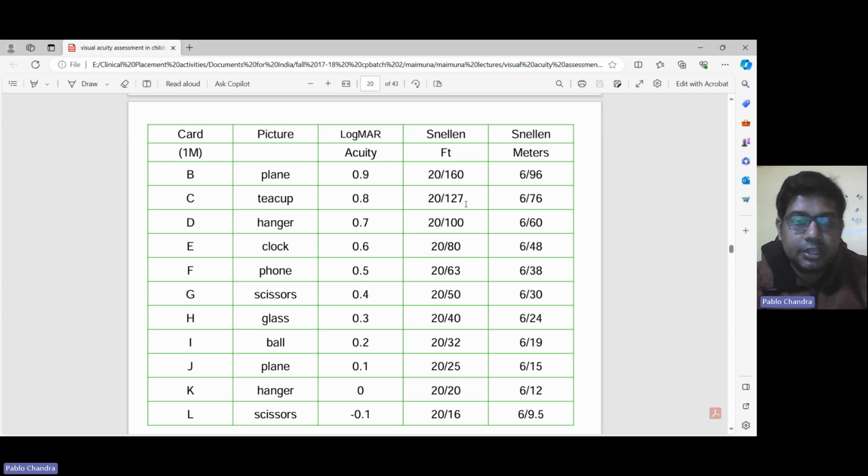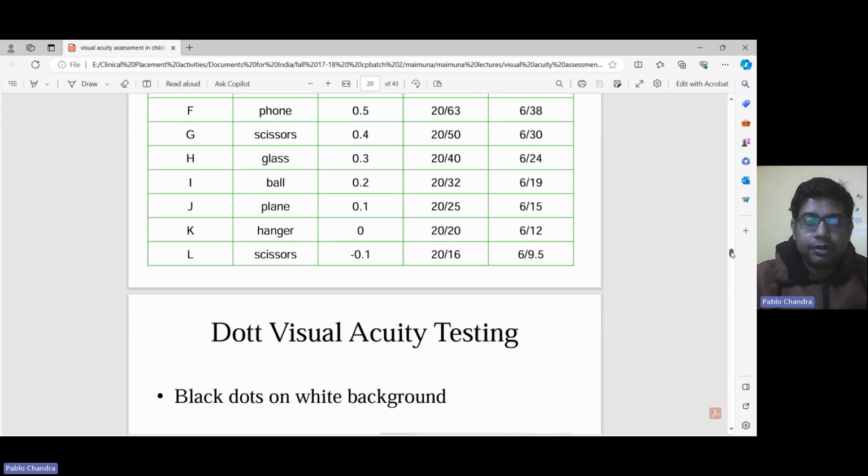G is scissor, 0.4, 20 by 50 and 6 by 30. H is glass, 0.3, 20 by 40, 6 by 24. I is ball, 0.2, 20 by 30 and 6 by 19. J is plane, 0.1, 20 by 25 and 6 by 15. K is hanger, 0, 20 by 20, 6 by 12. And L is scissor. If the patient can read it, then 6 by 9. So accordingly, we check the children's visual acuity through them.